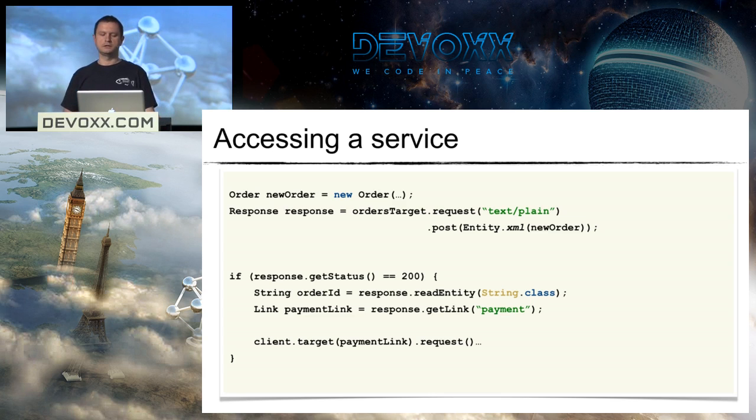I can then decide to read the entity into a string or into whatever Java type I have the message body handlers for, and also we are adding some support for working with links. So I can see if there are any links in the response headers, and if there is a link with the relation type that I'm interested in, I can get the link, and then I can directly use the link to create a new target and follow with additional requests. So in this case, I would probably place the order, so what I would want to do is get the resource that I should access to pay for the order, to complete the order, and basically send a request to it and somehow complete the order and pay for it so that I can wait for a package to arrive or anything.